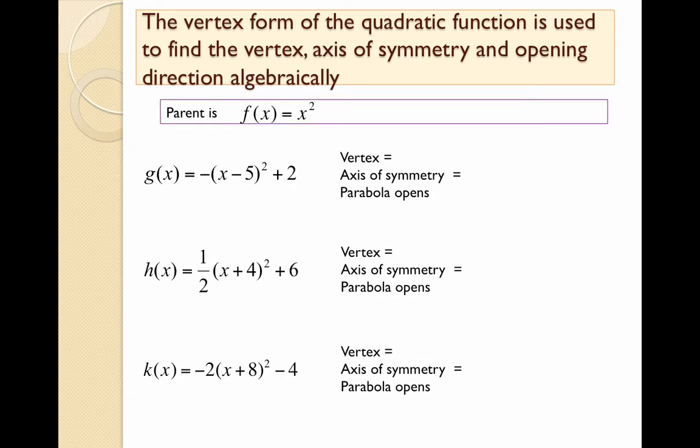Okay, here's 3 examples. Good idea if you want to pause now, see if you can work them, pick out the features, and then come back and I'll put the answers up for you.